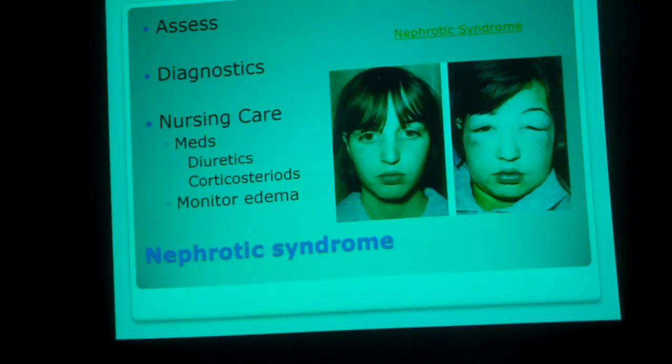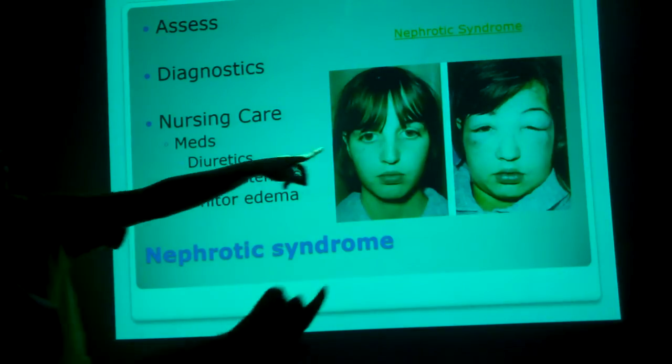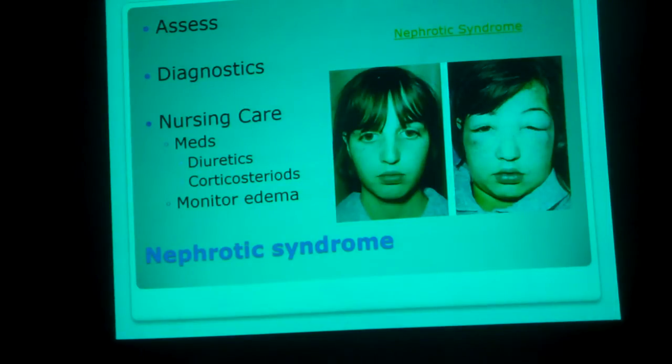Nursing care, we're going to allow the child to rest, do I's and O's, weights, monitor edema, measure abdominal girth daily, and that's to measure the extent of your ascites. Skin breakdown assessment, and elevate any parts of the body that may be swollen. A lot of times you'll see the periorbital edema, so if you raise the patient's head of the bed up, that helps, and a lot of times the swelling is worse in the morning, so when the patient wakes up in the morning from lying flat. Medications would be diuretics, such as Lasix, and corticosteroids, such as prednisone.